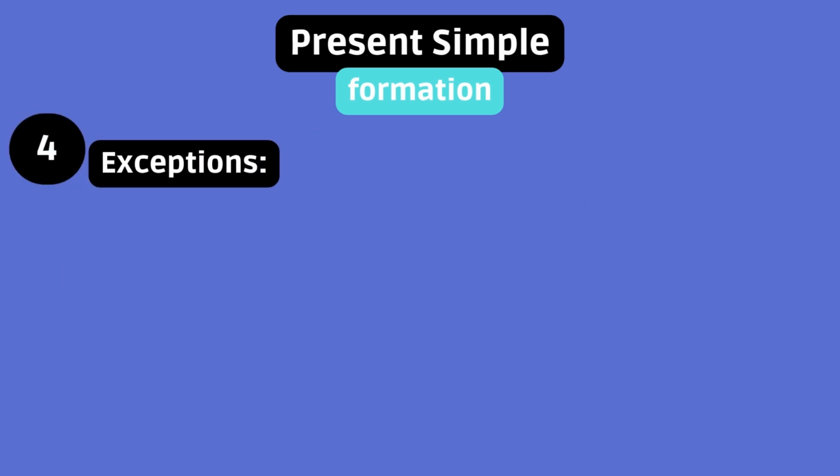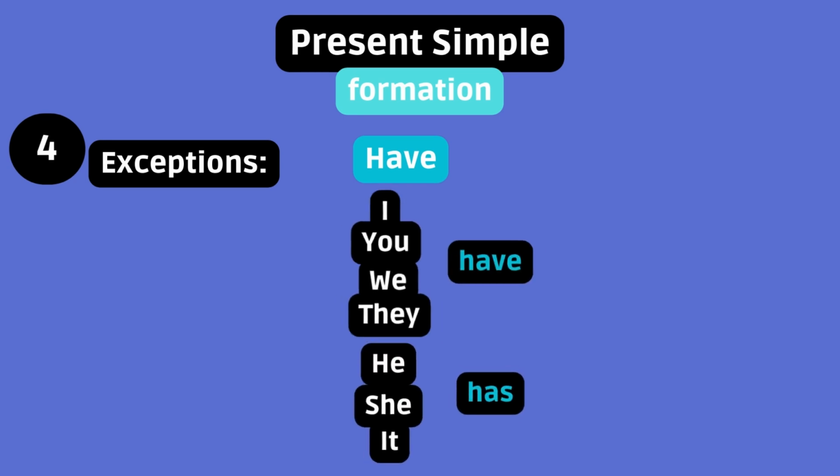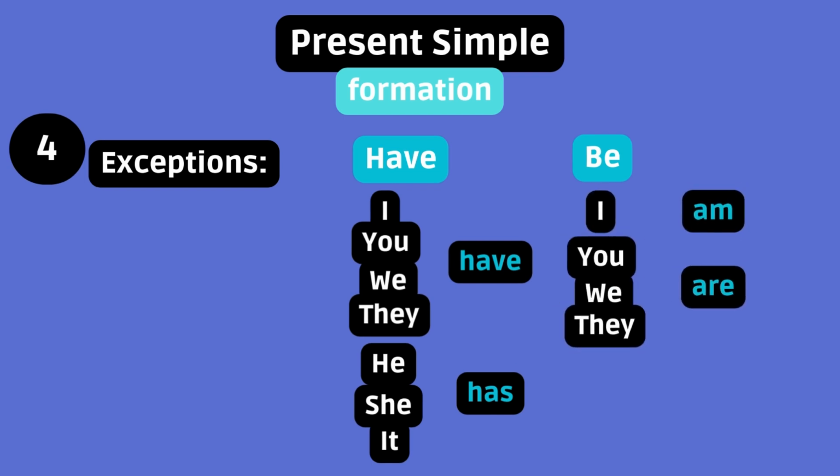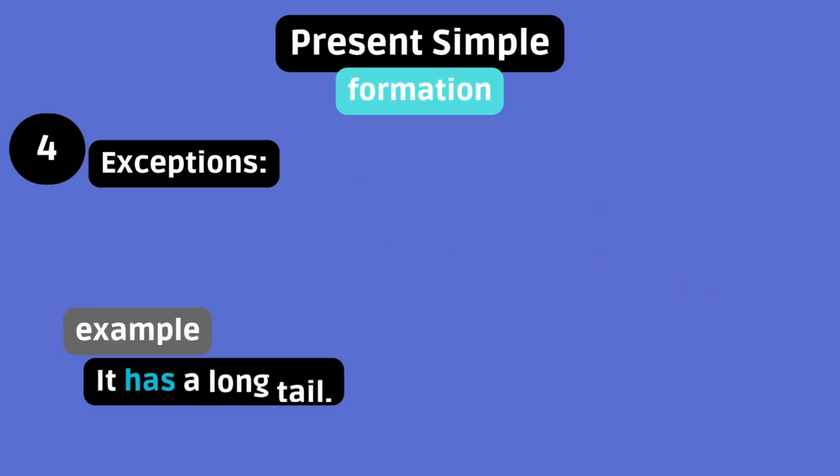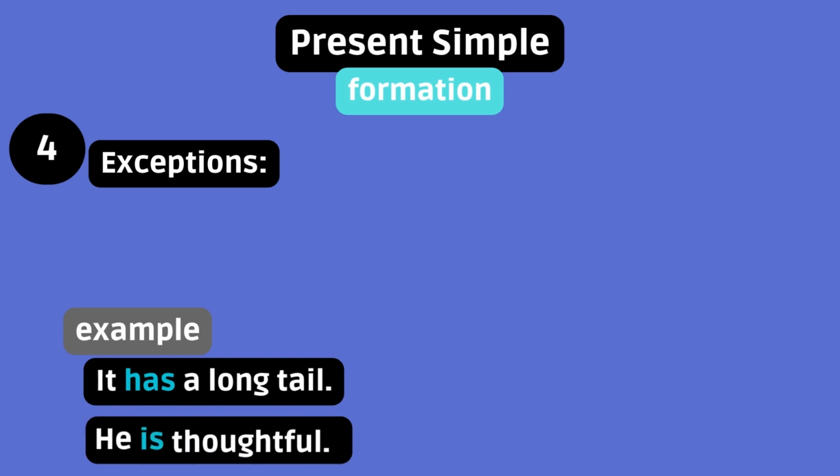Exceptions. Yes, the rule breakers are have becoming has, and be becoming is. Only to be has three distinct forms in the present simple. Example, it has a long tail. He is thoughtful. So far, so good?